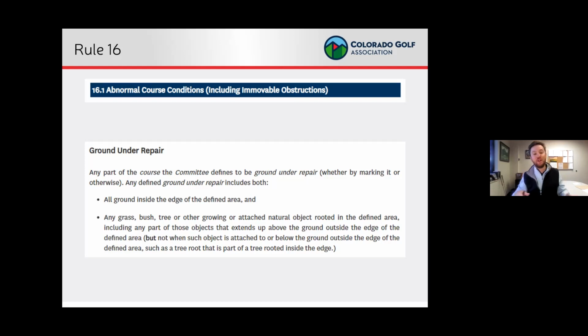But it also says, okay, in that way, if the tree grows outside of it, that's GUR. But if a root on the ground goes outside of it, just around the GUR, then that's not part of the ground under repair. So very important to know that. Again, it really does not happen all that much, but just a point of clarification here.